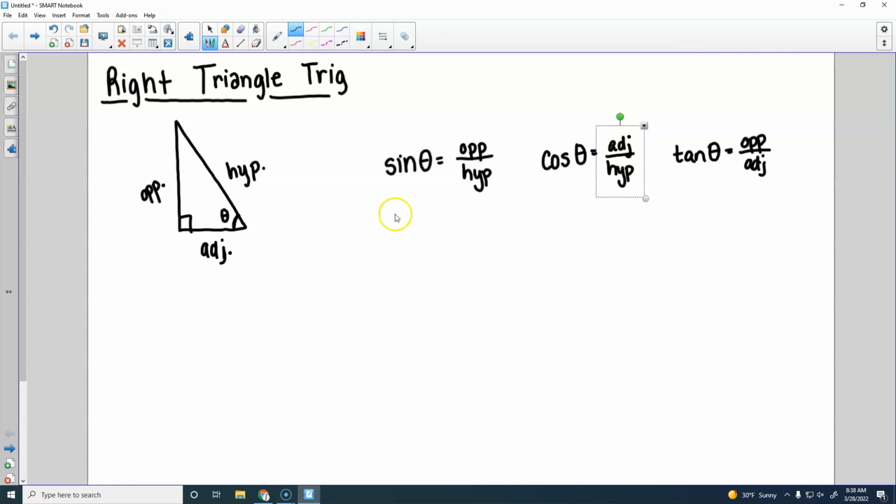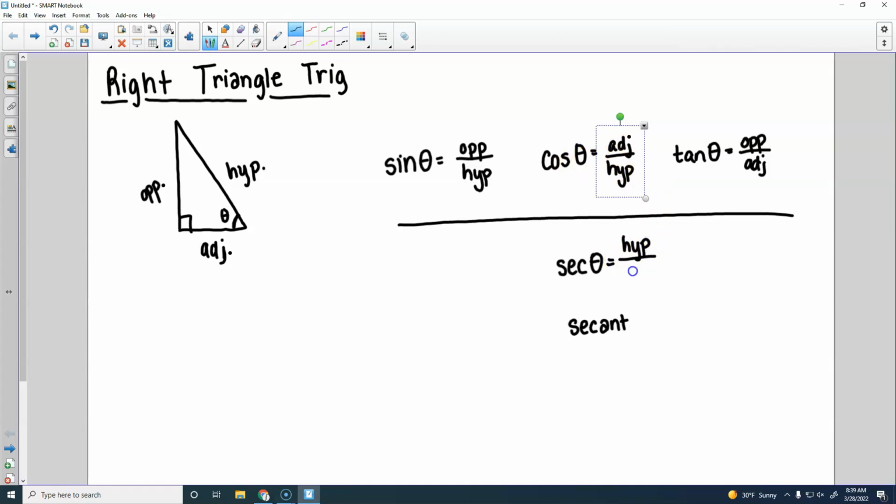Now, the other ones that I don't think you have seen that we're going to talk about today are, I'm going to actually put secant right here. Secant. You guys heard secant before? Connor has, but he takes weird classes, so I don't know. A couple of you have seen it. So secant is just the reciprocal of cosine. It is hypotenuse over adjacent.